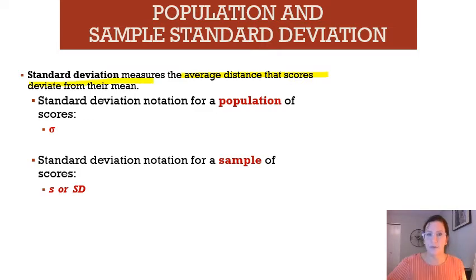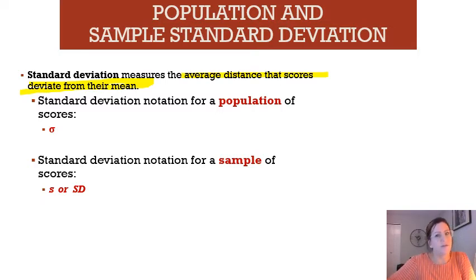So I used the example of, if on average scores deviate from the mean by 2 points, that is the standard deviation, whereas the variance would be 2 squared, which would be 4. So variance is the squared distance. Standard deviation is the average distance. And so this is actually what we see reported the most because it makes much more sense than the squared distance. But we have to get variance to get standard deviation.